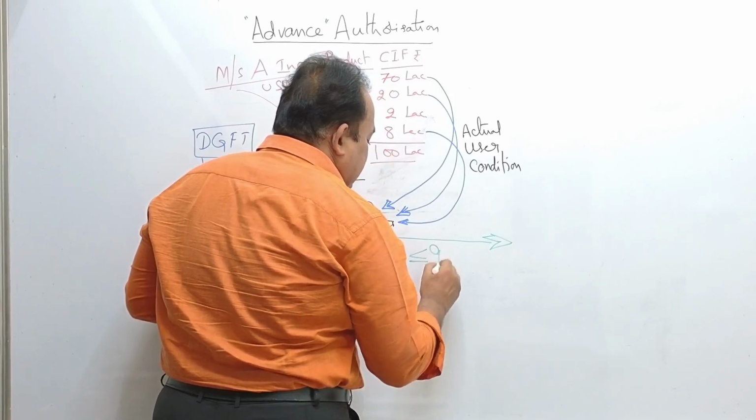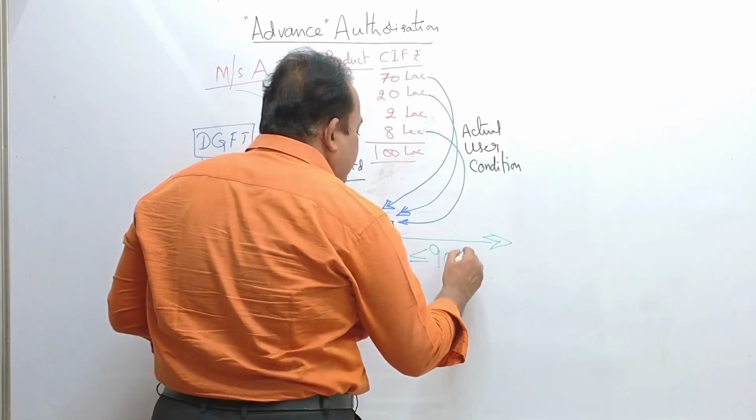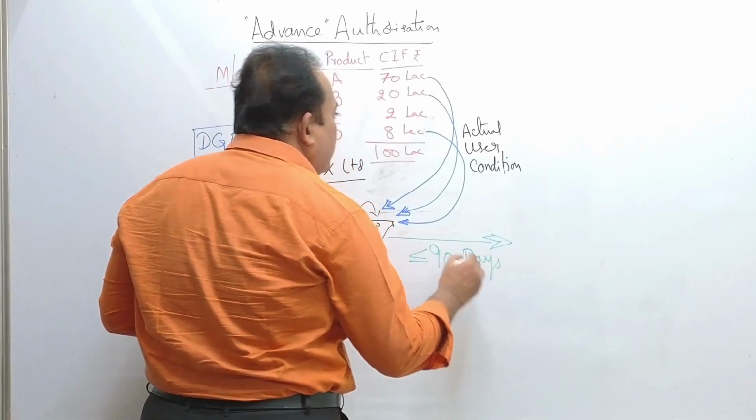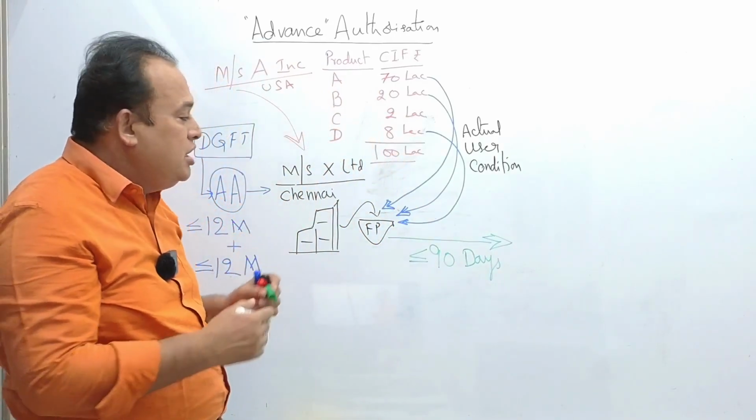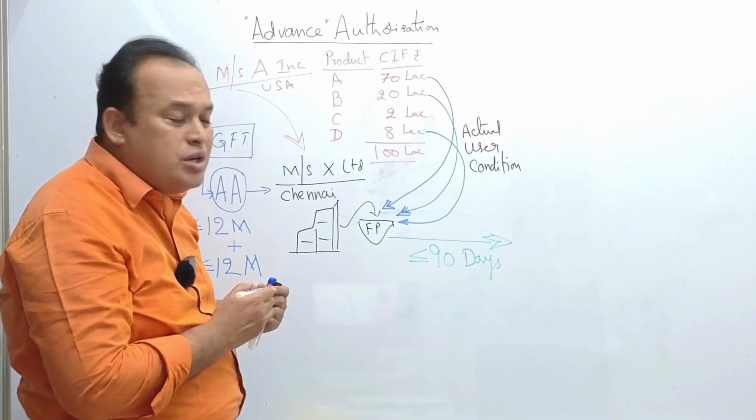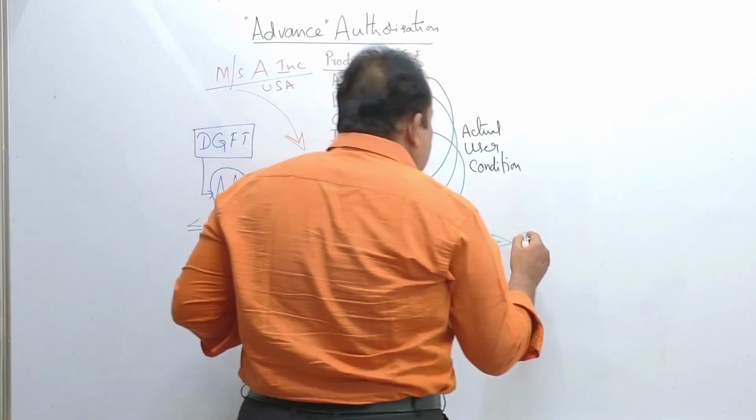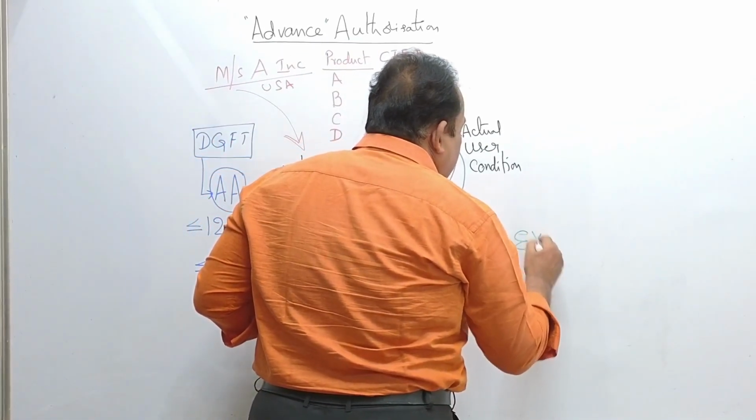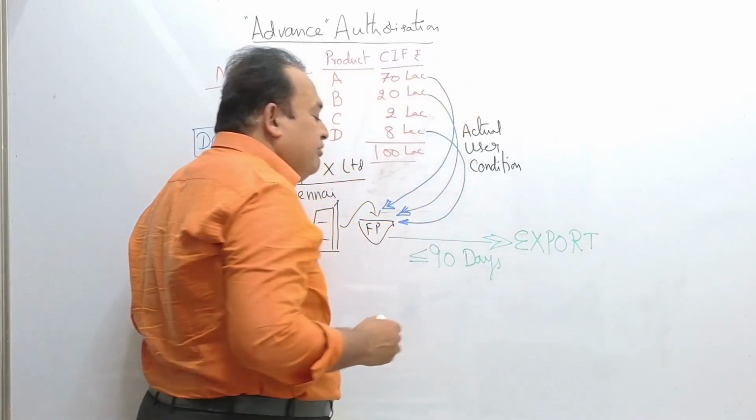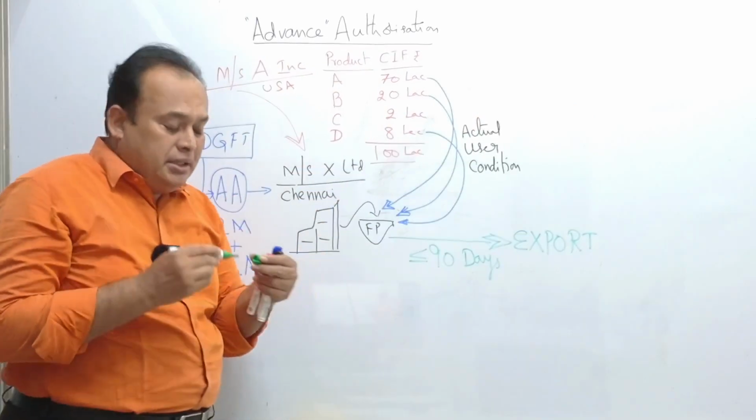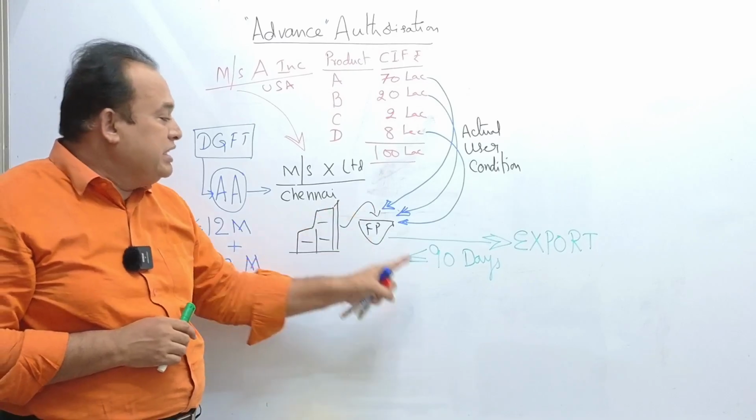Within 90 days from the date of import of the goods cleared for home consumption, you manufacture the finished goods, and within 90 days from the date of clearing for home consumption, you export the goods. Export within 90 days from the date of clearing from the customs for home consumption. Within 90 days should be exported.